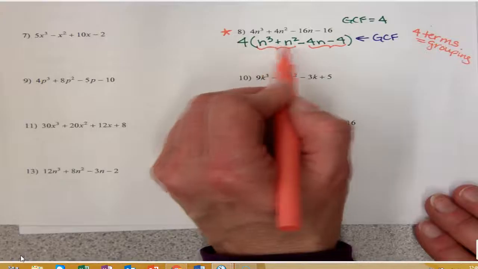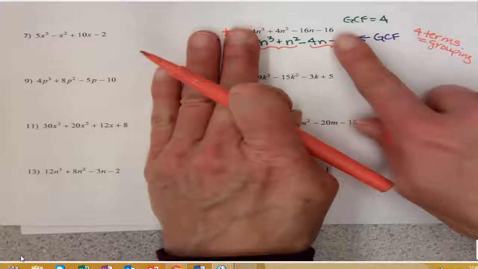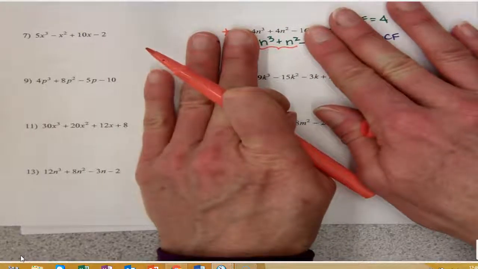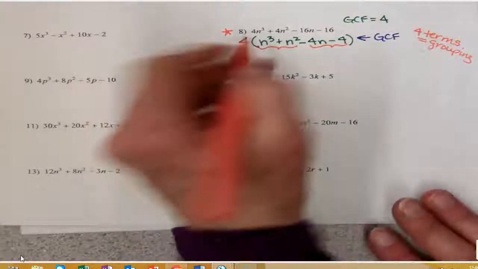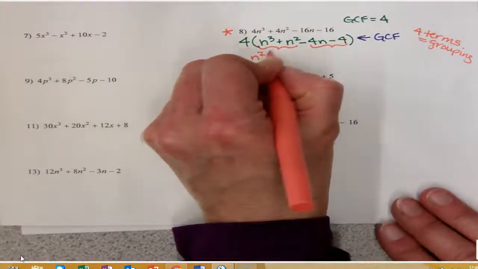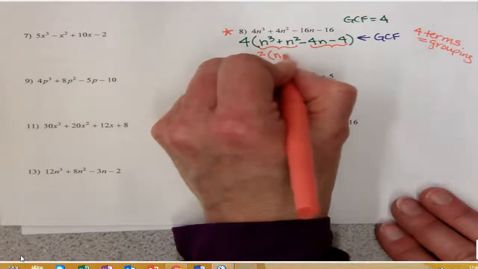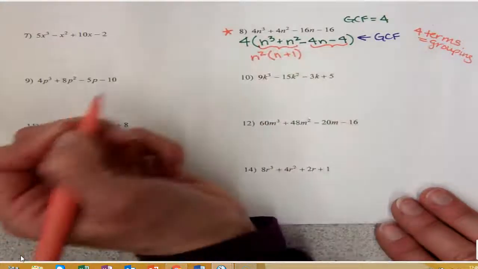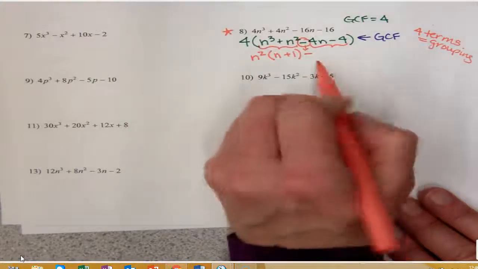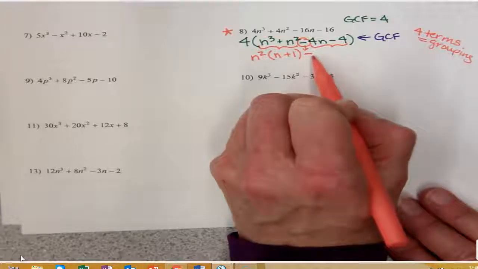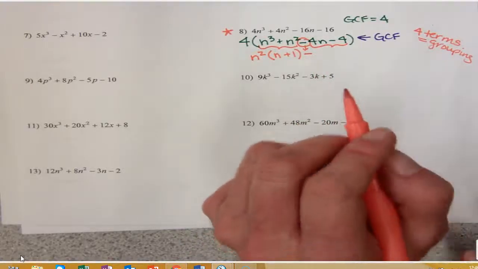what do these 2 terms have in common? Now I'm just looking at this group. What do these 2 terms have in common? Well, one is n cubed, one is n squared. I can take out an n and I can use my smallest exponent, which would be n squared, and I'd be left with n plus 1. Then I take this sign and bring it down, but now I need to remember, since I'm taking a negative out, I need to change my signs.